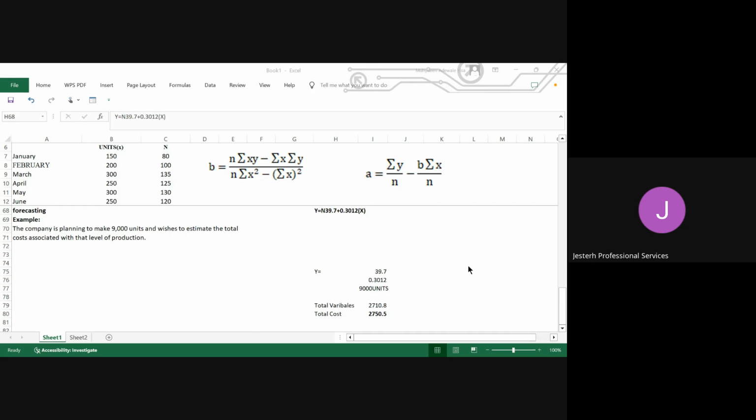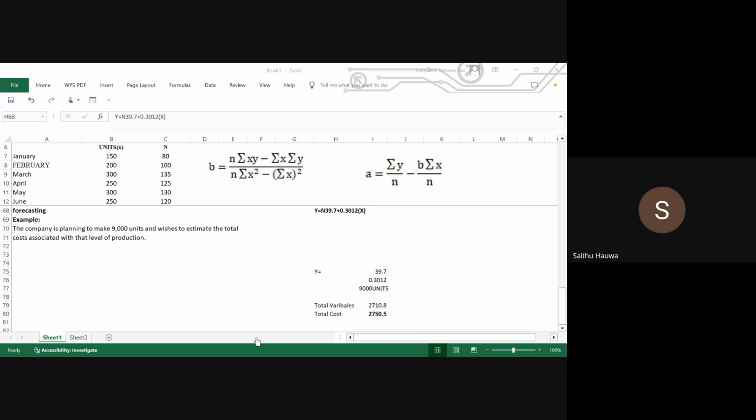Ajia, I believe you get it clearly. You said for us to get total cost, we should add the variable cost plus the fixed cost. Exactly. And it's going to give you your total cost.